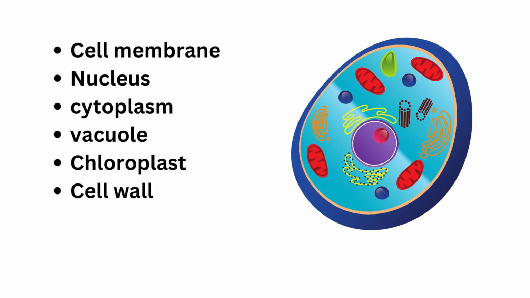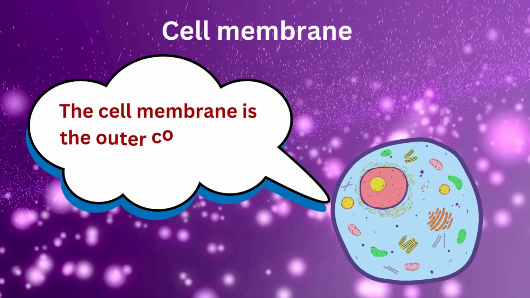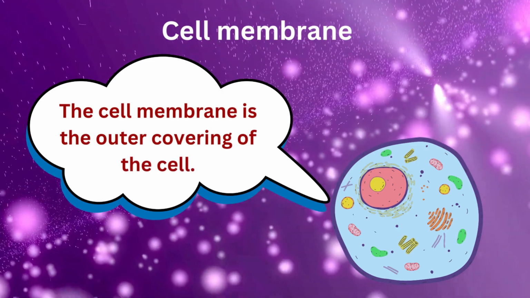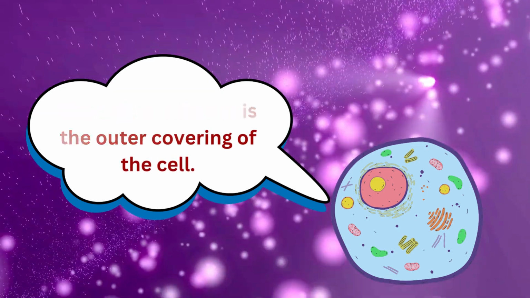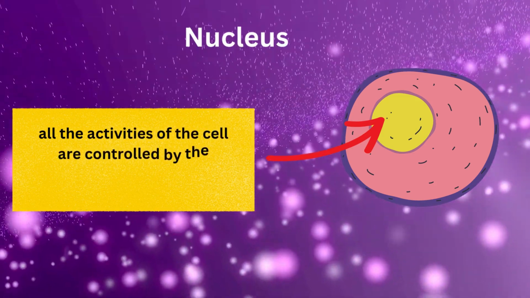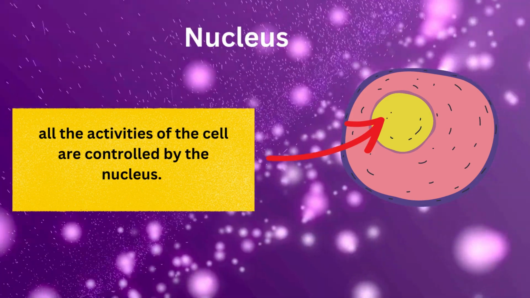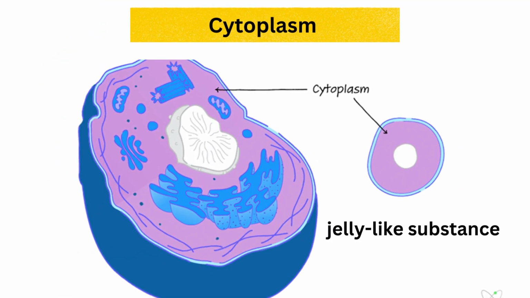Let's discuss them one by one. So, the first one is cell membrane. The cell membrane is the outer covering of the cell. The next one is nucleus. The nucleus is called the powerhouse of the cell. All the activities of the cell are controlled by the nucleus.